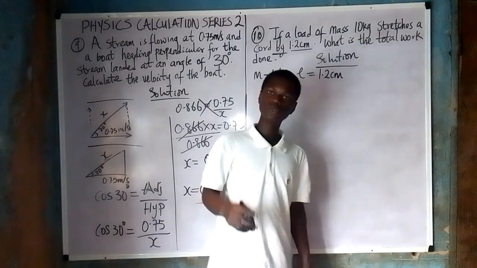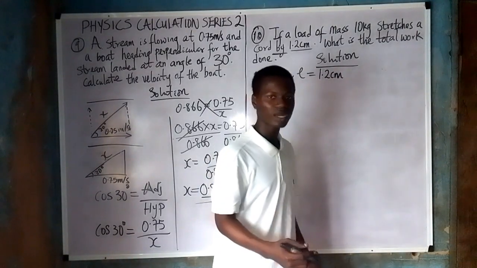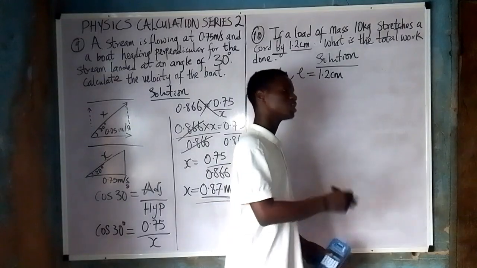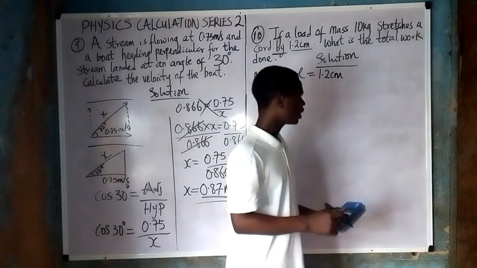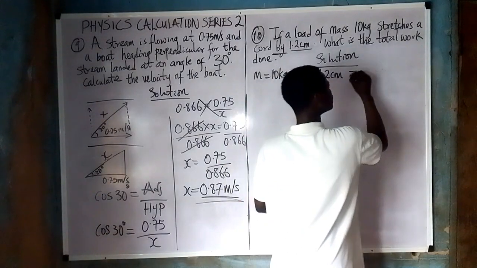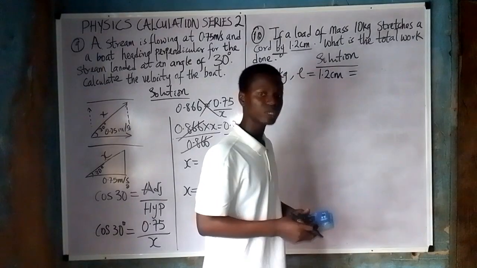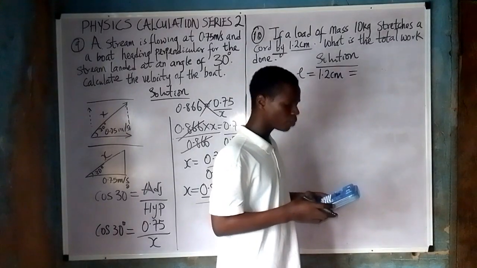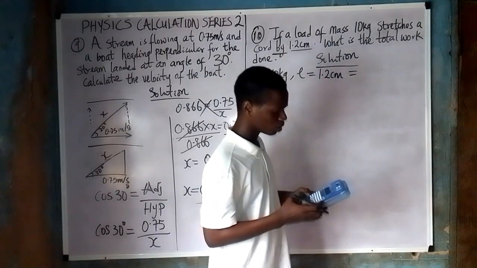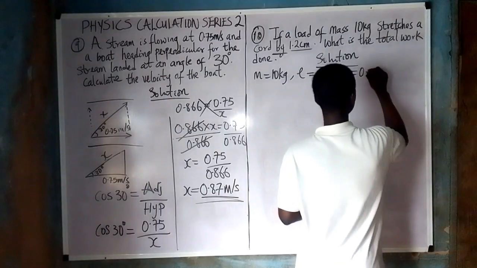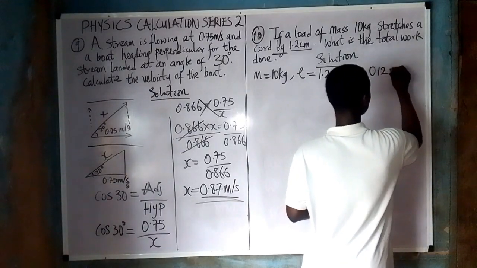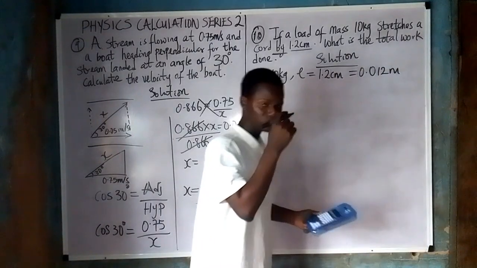Now mind you, we don't make use of cm in our calculation. So let's convert from cm to meter. How do you do that? Divide whatever is the value by 100. So let's divide 1.2 by 100. What do we get? We have 0.012 in meter. So this is what we now have.